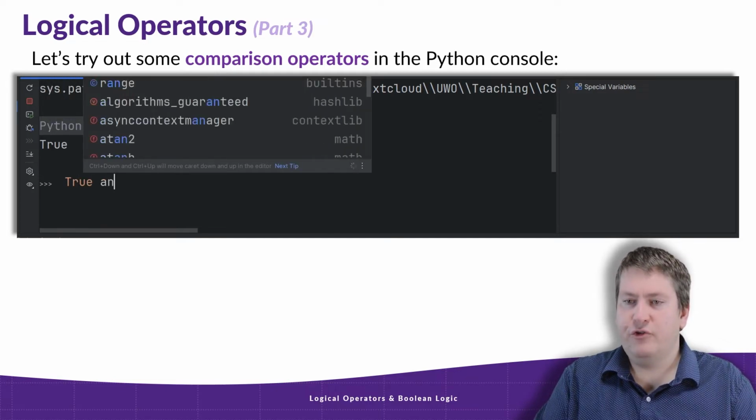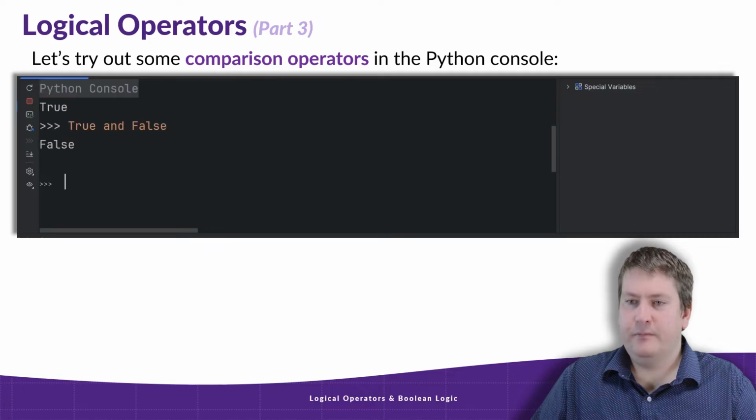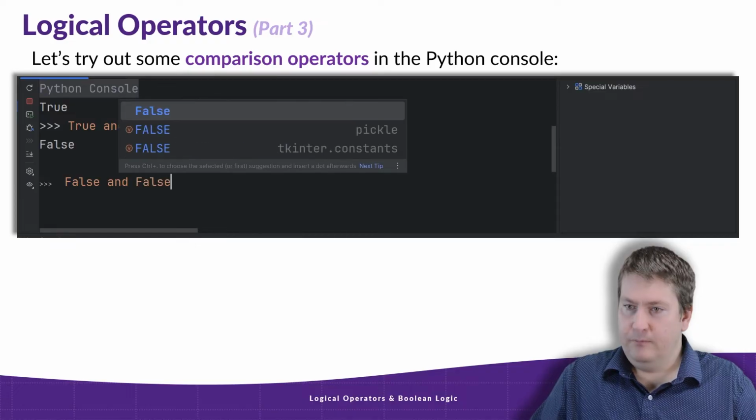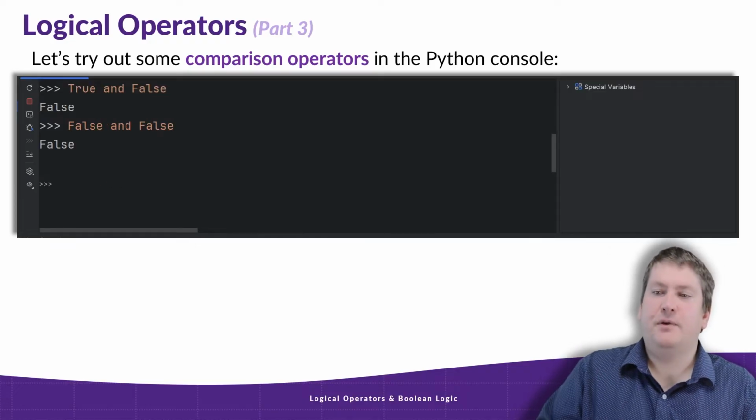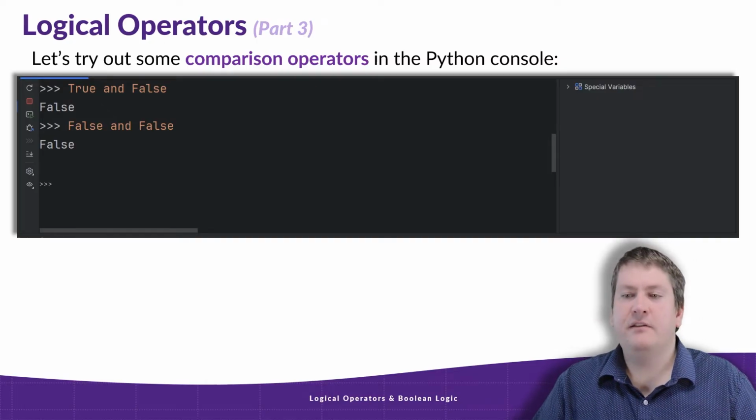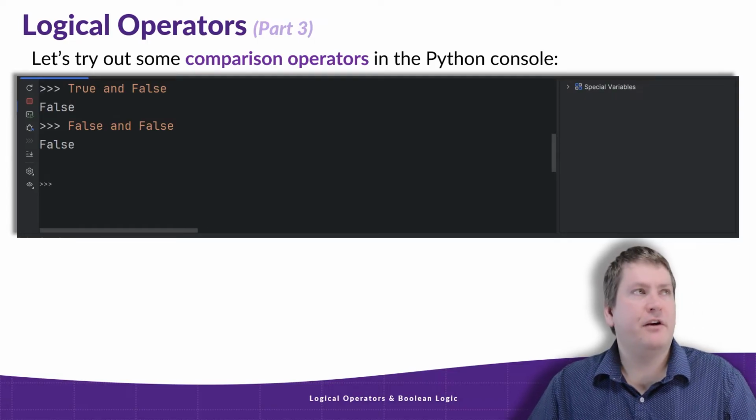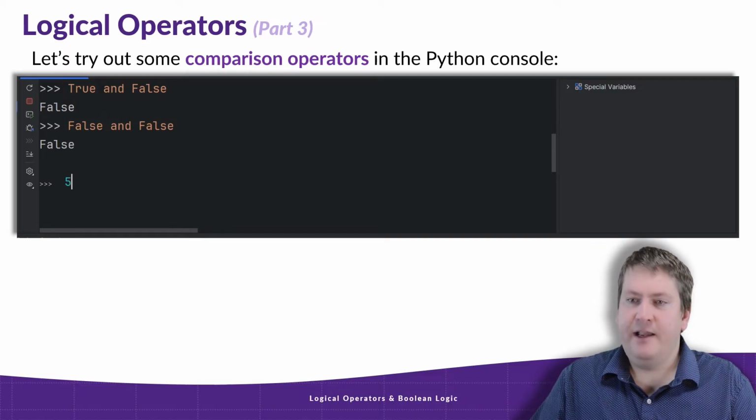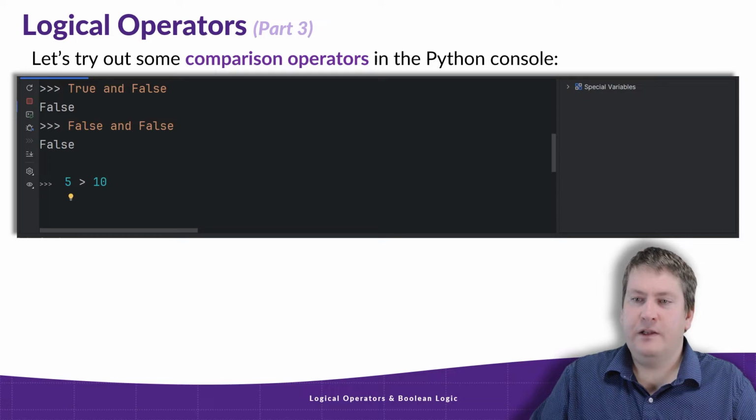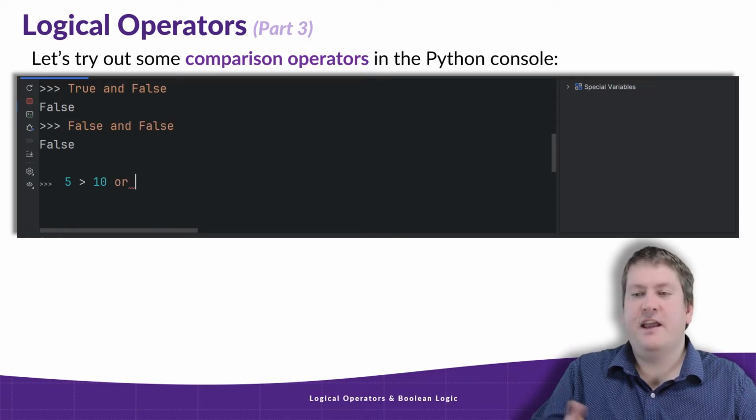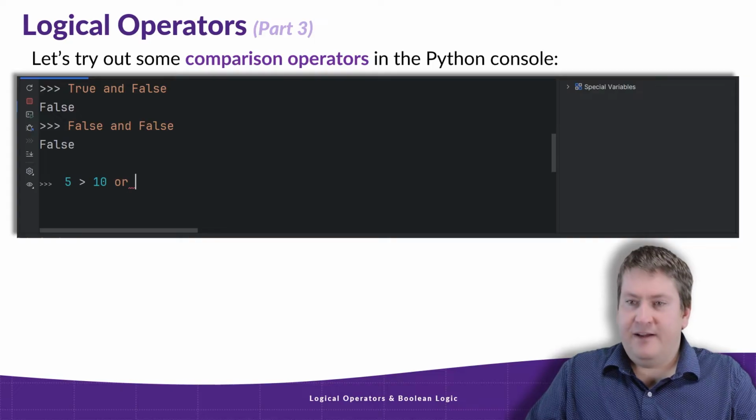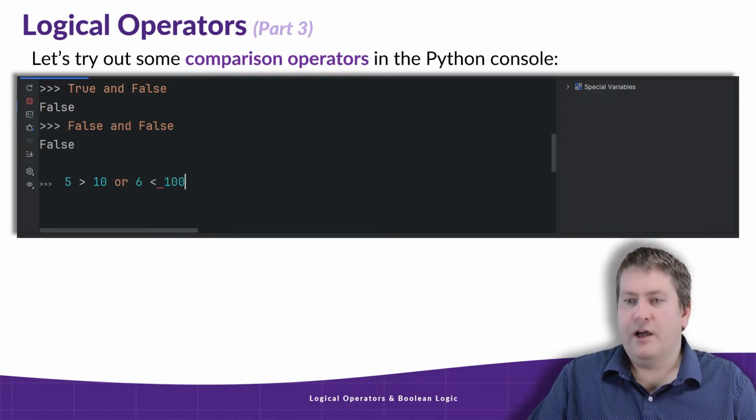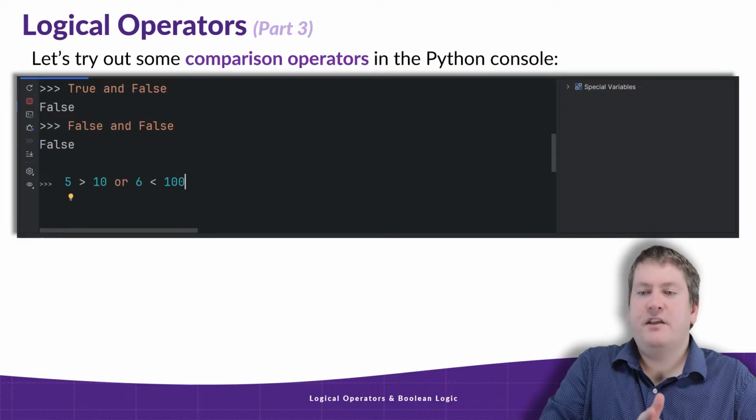Let's try another example. True and False. And we get False, as we'd expect, and False and False. So pretty much working as we expected, but we can do some more interesting things with this. We can start adding in those other operators we saw and combining them with the logical operators. So combine comparison and logical operators together. So we could say something like 5 is greater than 10 or 6 is less than 100. 5 greater than 10 is going to be false, and 6 is less than 100, which is true. So it's first going to evaluate the comparison operator.